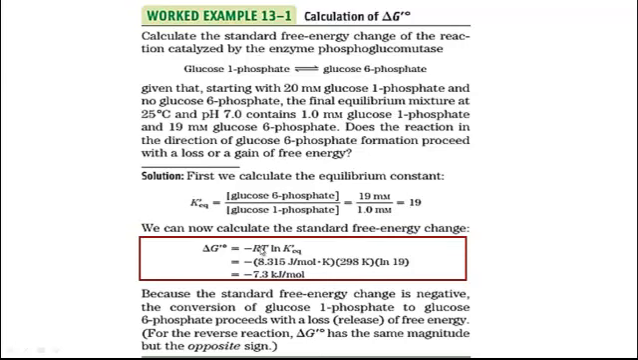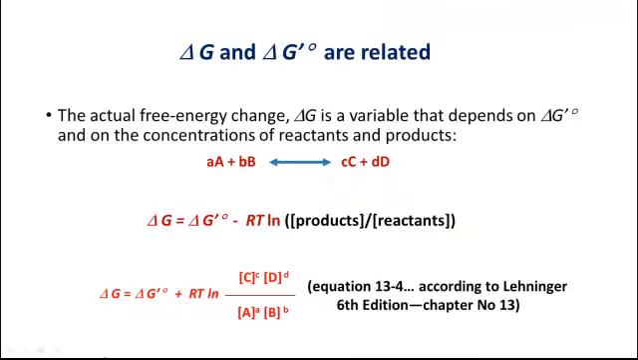So you put the value of R, you put the value of T, and then you put the value of the equilibrium constant that you have calculated, and you multiply these, and what you get is minus 7.3 kilojoule per mole, which indicates that the reaction occurs with the release of free energy and it will proceed in the forward direction.